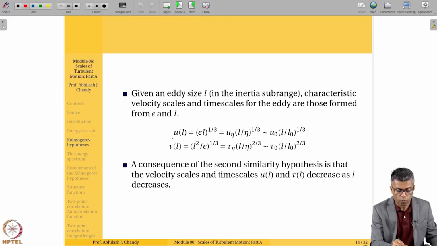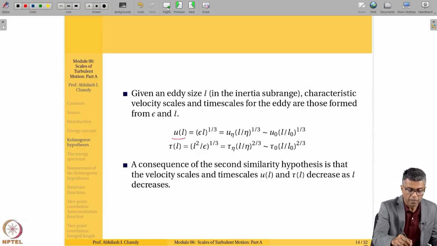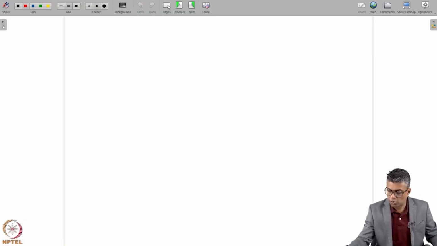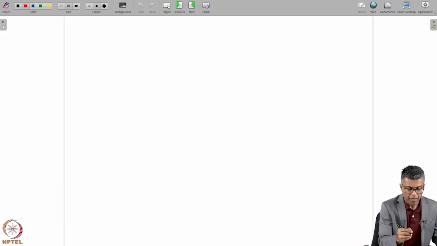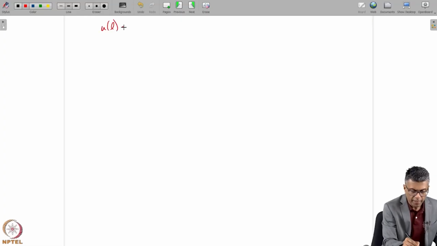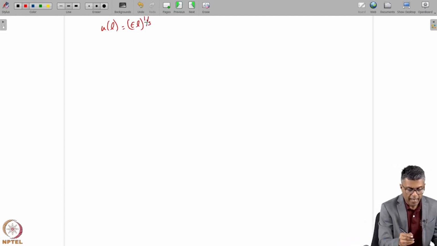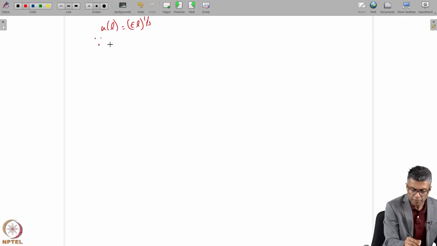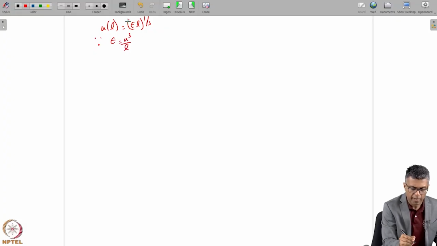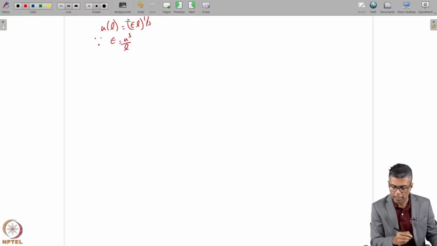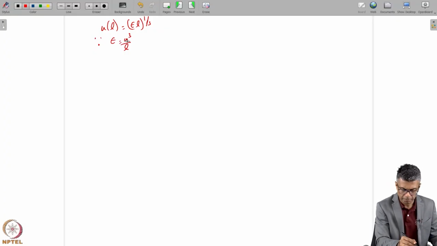So I am trying to find out what U of L is. Now, here is what I'll do. I'll use the definition of epsilon. Now what I know is that U of L is (epsilon L) to the 1/3, isn't it? And where do I get that from? It is since epsilon is U cubed over L, that is where I get this from. So U of L is (epsilon L) to the 1/3. From this equation, I can get that.